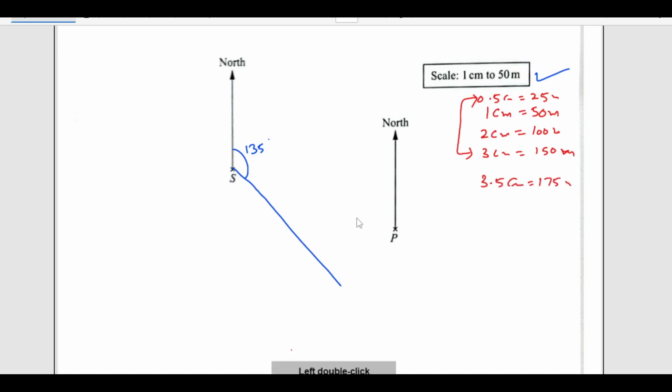Now you place your ruler here at point P and then adjust that accordingly wherever you get this as 3.5 centimeters, right? So then this is the point P, okay, this is the location of the pond.